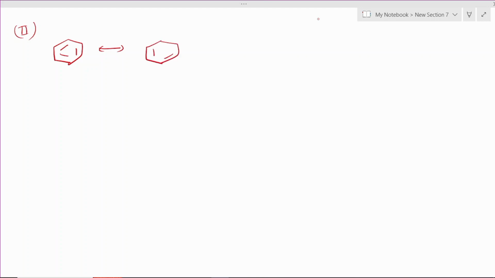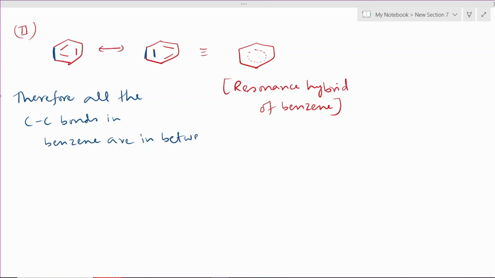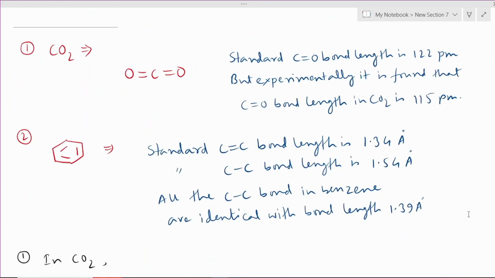Similarly, for benzene, if we draw the canonical structures of benzene, this will be here, and the resonance hybrid is represented as this. This is the resonance hybrid of benzene. So you can see that this single bond upon resonance turns to a double bond. Therefore, all the CC bonds in benzene are in between single and double bond character. That's why we see all CC bonds in benzene are identical with bond length 1.39 angstrom. So the resonance concept is able to explain all these properties.